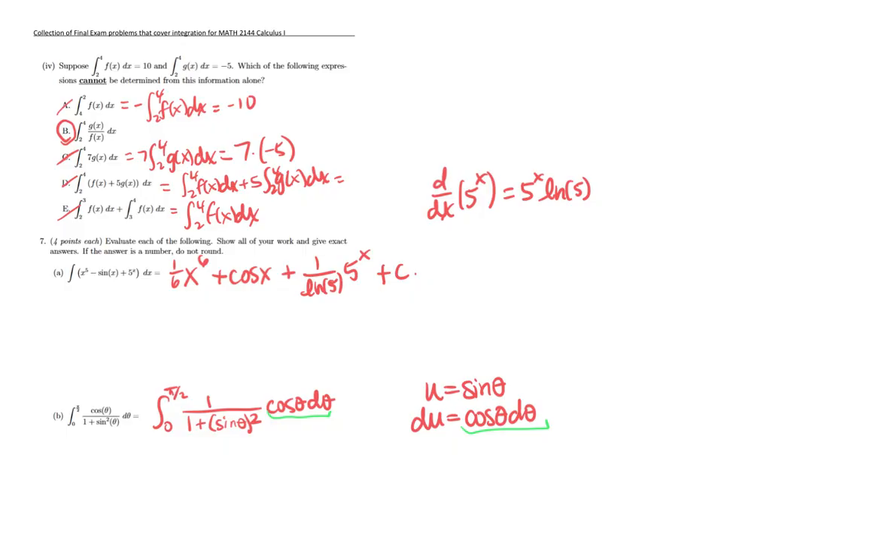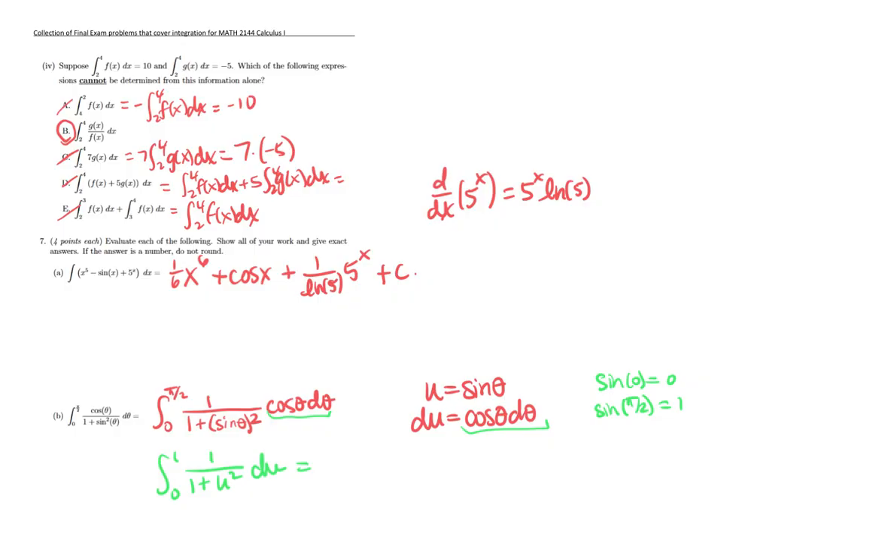I do need to change my bounds though. Sine of 0 is 0. Sine of pi over 2 is 1. So I'll have the integral from 0 to 1, 1 over 1 plus u squared du. So I'm ready to change it over. Now I can evaluate this.